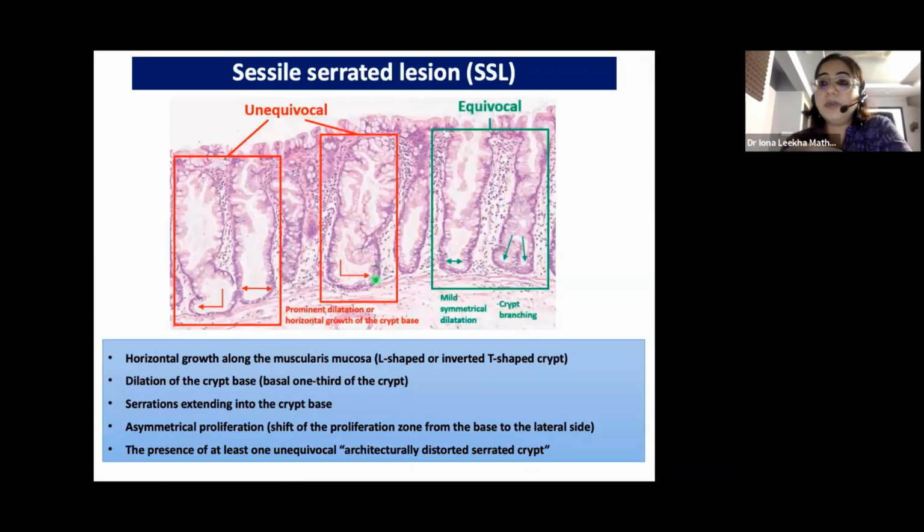So the earlier WHO had said you should see 3 consecutive crypts with this kind of morphology to call it a sessile serrated adenoma. But the current consensus is that even if we see one unequivocal architecturally distorted serrated crypt, it is enough to call it a sessile serrated lesion. If there is atypia associated with it, we call it a sessile serrated lesion with dysplasia.